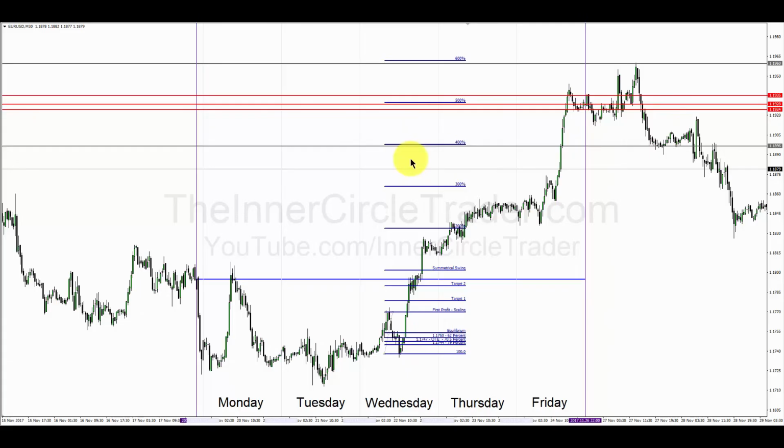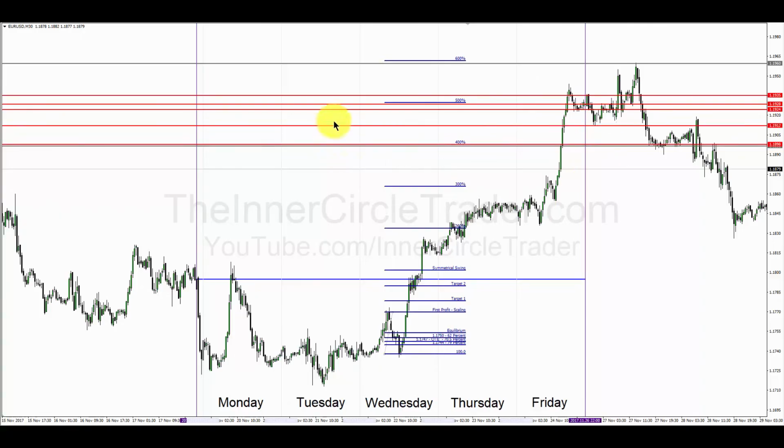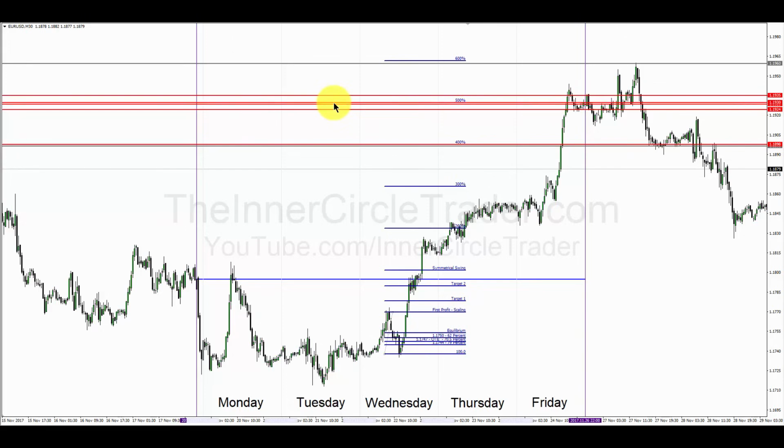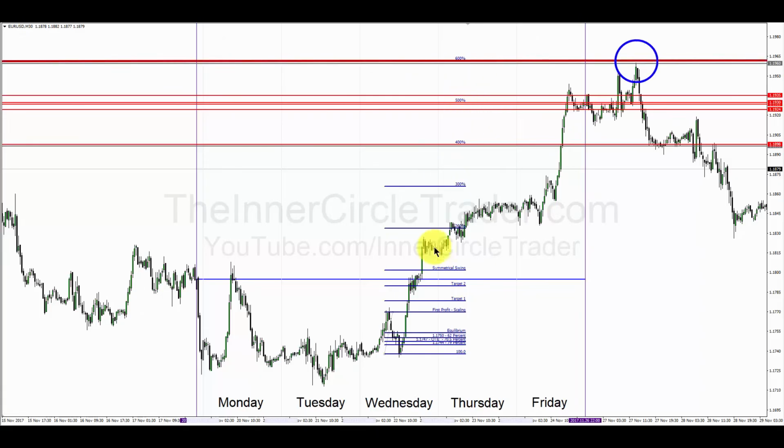Now watch, look what happens. Now we start seeing an overlap here. So we have one confluence here at that level. And we also have another one right here with the 500%. Okay, so you can already start seeing the grouping that's occurring right here.